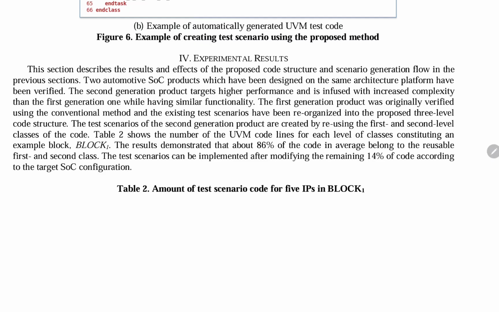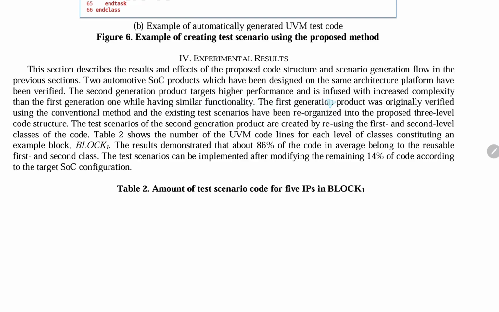Section 4, experimental result. This section describes the result and effect of the proposed code structure and the scenario generation flow in the previous section. Two automotive SoC products which have been designed on the same architecture platform have been verified. The second generation product targets higher performance and is infused with increased complexity compared to the first generation one, while having similar functionality.